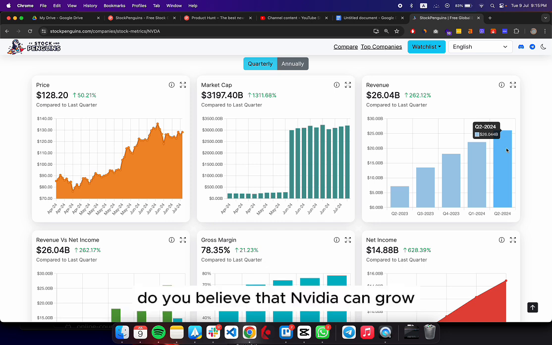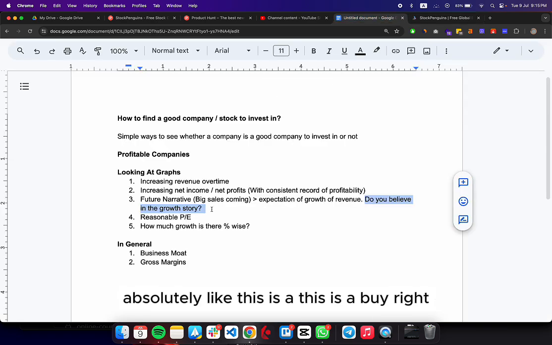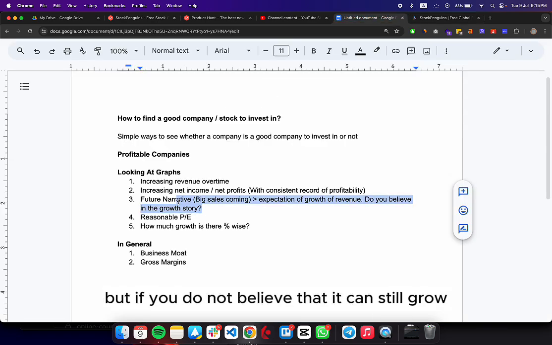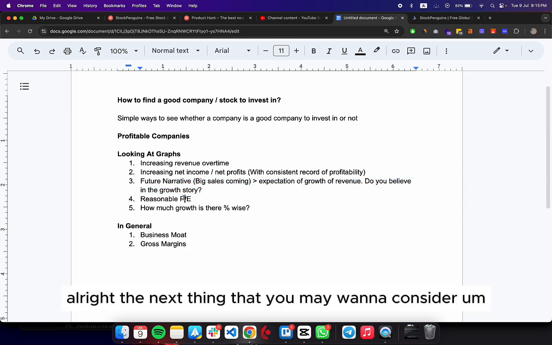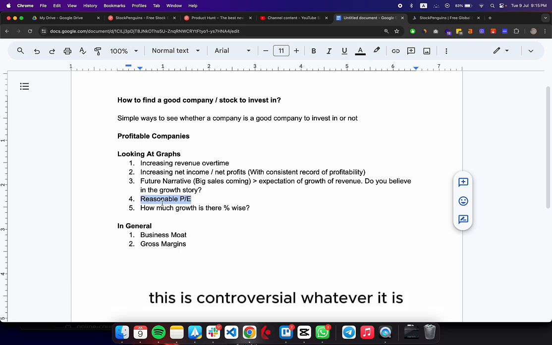Do you believe that Nvidia can grow to a $50 billion per quarter company, right? If you believe the story, then absolutely, this is a buy, right? But if you do not believe that it can still grow and grow very big, then you might want to reconsider.